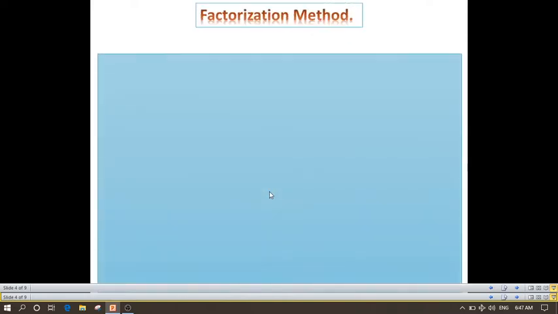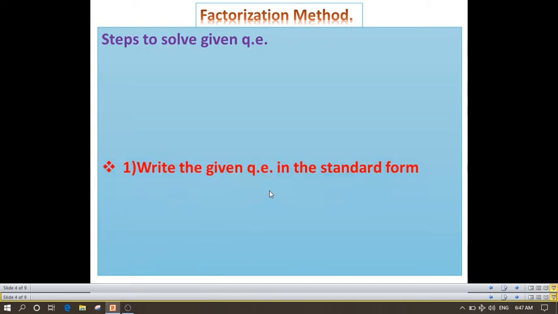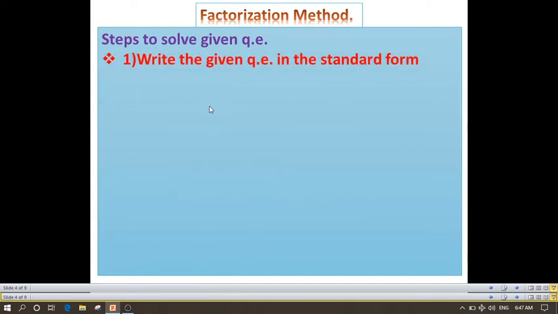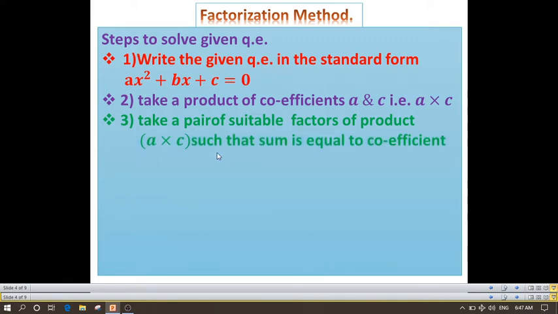Now let us study the steps of solving quadratic equations. Now first step, write the given quadratic equation in standard form, ax square plus bx plus c is equal to 0. Second step, take a product of coefficients a and c, that is ac. Third, take a pair of suitable factors of this product ac such that sum is equal to coefficient of middle term, that is equal to b.